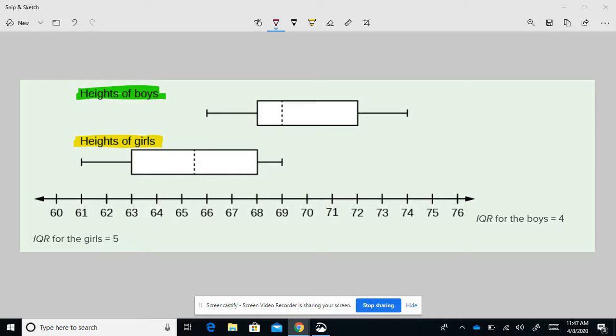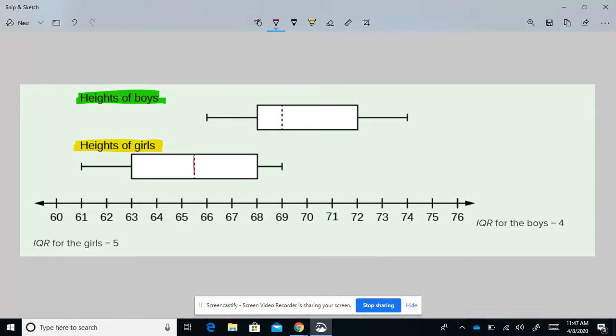Okay, so I have two box plots here, and they're both talking about height, but one is talking about the height of boys and one is talking about the height of girls. So something that can be super helpful knowing is, for instance, this middle line here. This middle line is your median, okay? And the middle line on the boys box plot is also the median. So that means that your median, or your middle number, or your middle piece of data for the height of boys is 69 inches, okay?